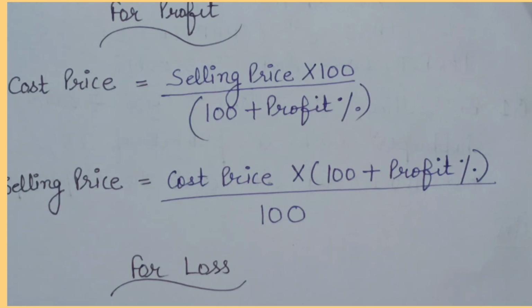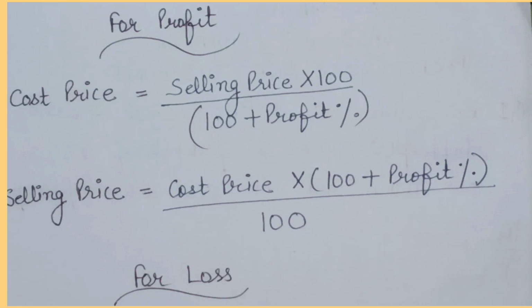And the next term is loss percent. Loss percent is the loss that would be made for a cost price of rupees 100. Loss percent formula: loss percent is equal to loss upon cost price multiplied by 100.